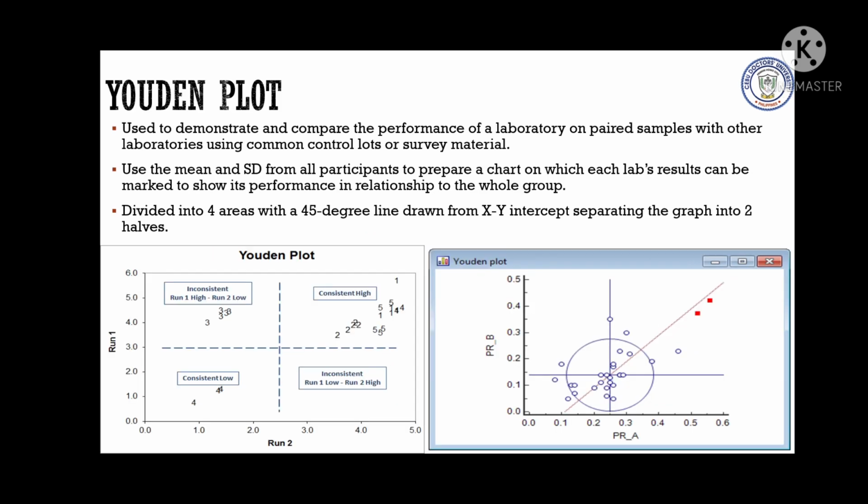Another specialized laboratory data evaluation method is the Youden Plot. Youden Plots are used to demonstrate and compare the performance of a laboratory on paired samples with other laboratories using common control lots or a survey material. Youden Plots use the mean and standard deviations from all participants to prepare a chart on which each laboratory's result can be marked to show its performance in relationship to the whole group.